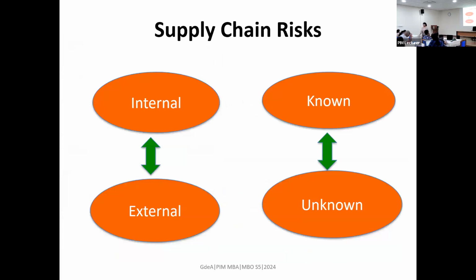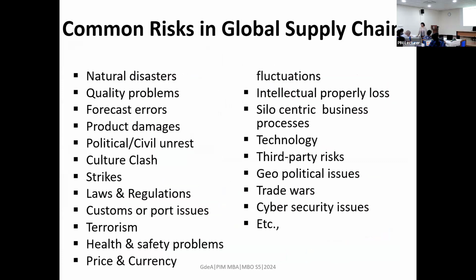So this can be internal, external, or known or unknown, right? When you are looking at it, you need to really look at these aspects. Internal risks are easy to identify, external a bit difficult, known are easy, we all know, unknown difficult. That's what happened with COVID. Nobody thought COVID would become a global pandemic, right?